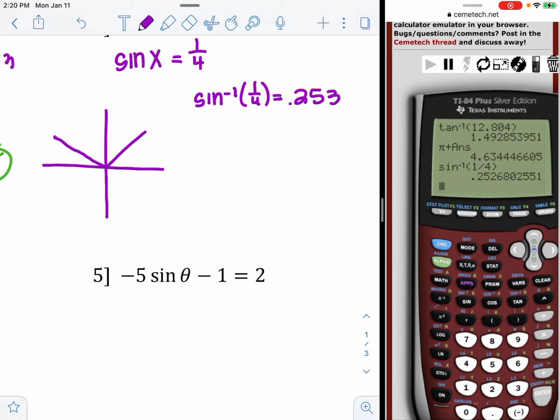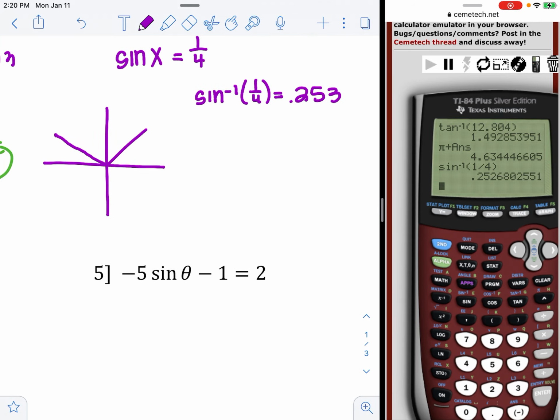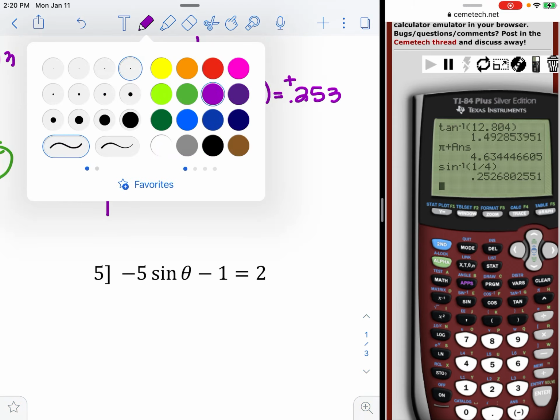So now I'm going to label the angle that's 0.253. I'm going to go from the positive x-axis. This is a positive number, so I'm going to go in a counterclockwise direction. That angle right there is 0.253. I'm going to erase the little arrow because it might confuse me later. I'm going to label my other angle that's 0.253, which is this one right here. And now I'm going to find my two angle measures.